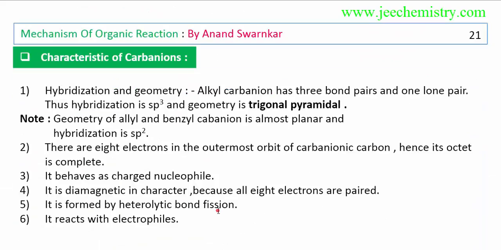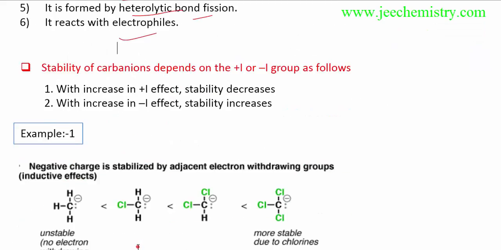Here are some points that need to be remembered. These are characteristics of the carbanion, but I will teach you all the things in detail later. It has trigonal pyramidal geometry. There are eight electrons in the outermost orbit. It behaves as a charged nucleophile. It is diamagnetic in nature and formed by heterolytic bond fission. It reacts with electrophiles. This is electron rich, so it reacts with electron deficient electrophiles.